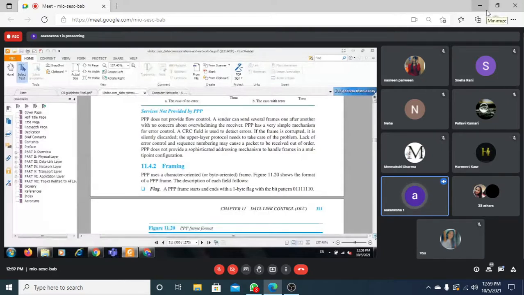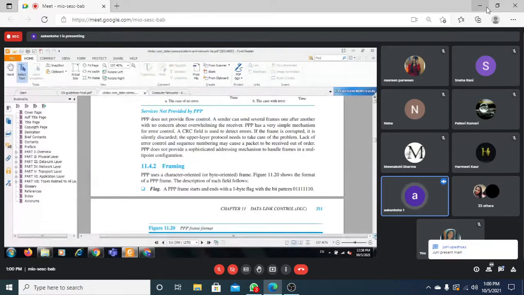If the CRC is not correct, it will discard the frame, and without sequence numbering a packet may be received out of order. So there is a lack of error control and sequence numbering also. Because there is no sequence numbering, packets may arrive out of order, and there is a lack of flow control also. The packet may be silently discarded just by checking that the CRC is not correct. And it does not provide an addressing mechanism to handle frames in a multi-point configuration, as we discussed above.